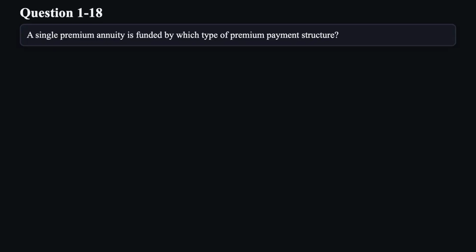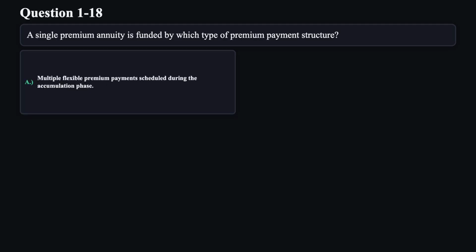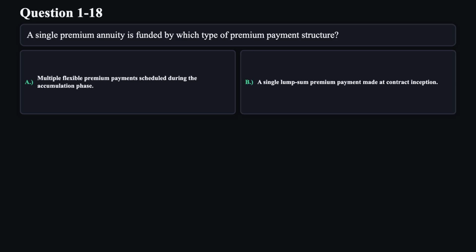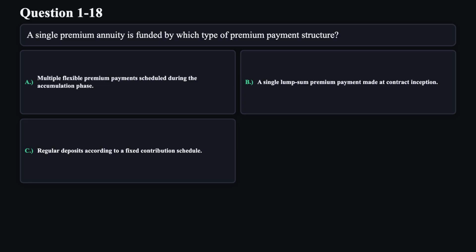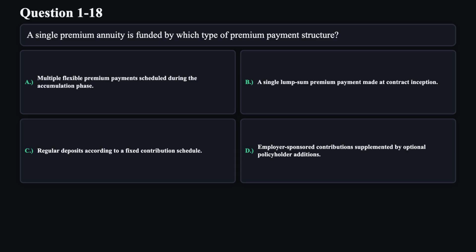Question 18. A single premium annuity is funded by which type of premium payment structure? A. Multiple flexible premium payments scheduled during the accumulation phase. B. A single lump sum premium payment made at contract inception. C. Regular deposits according to a fixed contribution schedule. D. Employer-sponsored contributions supplemented by optional policyholder additions.